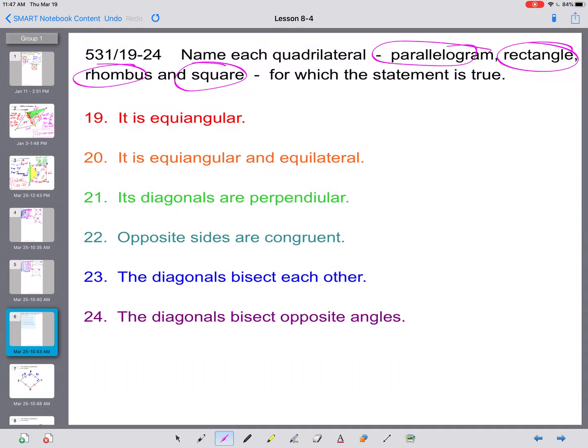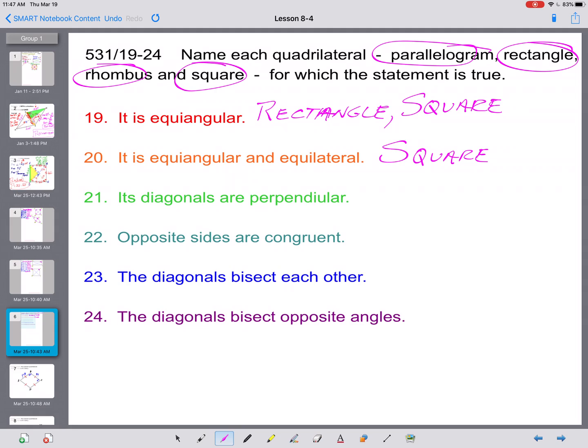Equiangular. Which ones have all the angles the same? Well, we know it's true for a rectangle. Rectangle, let's spell that right. And if it's true for a rectangle, yeah, it's true for a square. Okay, how about the next one? It's equiangular and equilateral. Well, that doesn't have to be true for a rectangle. Doesn't have to be true for a rhombus, but it is true for a square.